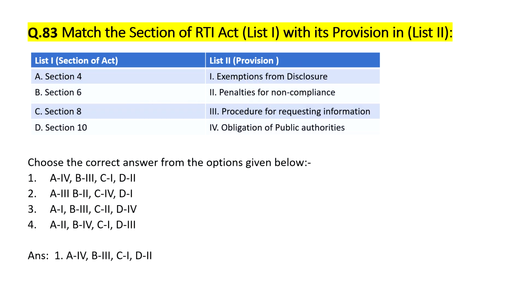In question number 83, we have to match the section of RTI Act given in list 1 with its provision given in list 2. Correct answer of this question is option number 1, according to which section 4 is related to obligation of public authorities, section 6 is related to procedure for requesting information, section 8 is related to exemptions from disclosure, and section 10 is related to penalties for non-compliance.